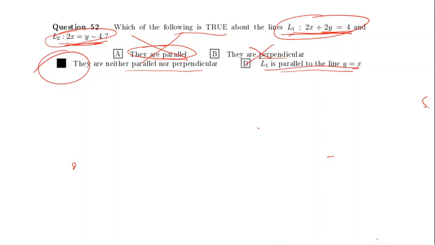Now, if you want to check this one, L1 to L1, the slope of L1 is equal to minus 1, and the slope of this line is 1. So they're not same. So they're not parallel.